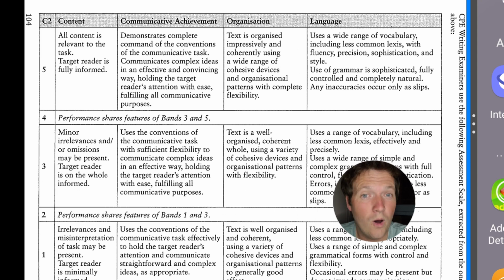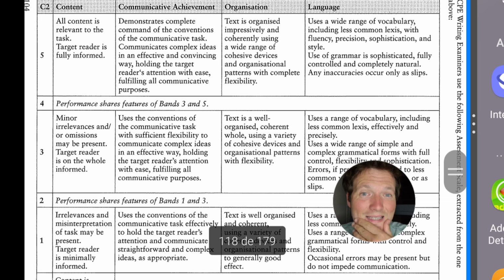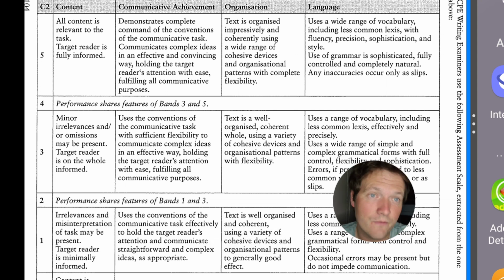I mean, it says 1, there's misinterpretation of the task. Target reader is minimally informed. I wouldn't go as low as 1, because I wouldn't say minimally informed. I'd say we were well informed. But I think we'd be hovering between 2 and 3 there, myself.